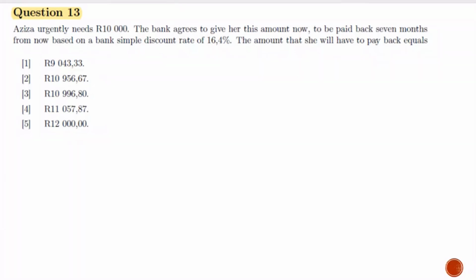Let's see what is interesting here. Aziz urgently needs 10,000. She agrees to give her this amount now to be paid back in 7 months, and now based on the bank simple interest rate, so this is a discount rate situation. It is 16.4. The amount she will pay back equals to... So in this instance, you need to know what is it that is given. She needs the money right now. So now this is the present situation. That's how she feels. She is needing it now. That is the present feeling, which is the present value.